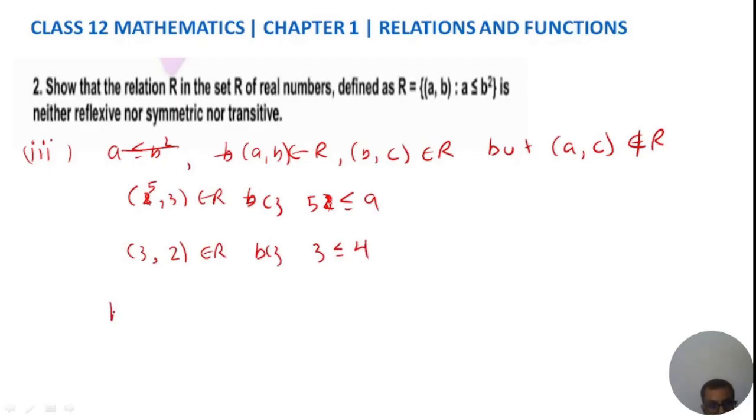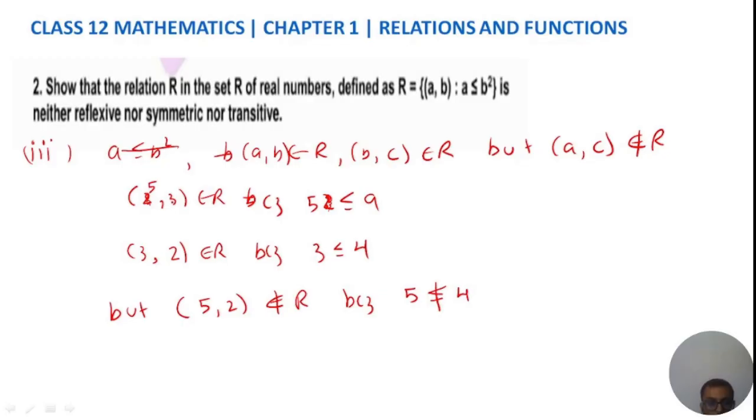Now you see whether (5, 2) is in R or not. It will not be in R. Why? Because 5 will not be less than or equal to 2 square, 4. Now did you get the reason why I had chosen the element bigger than 3?